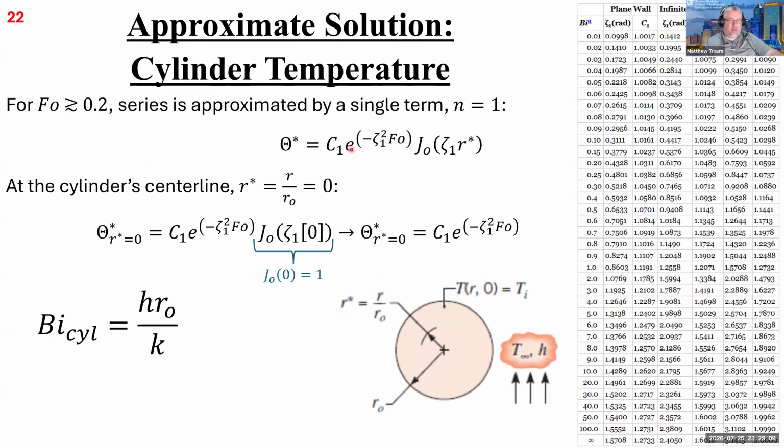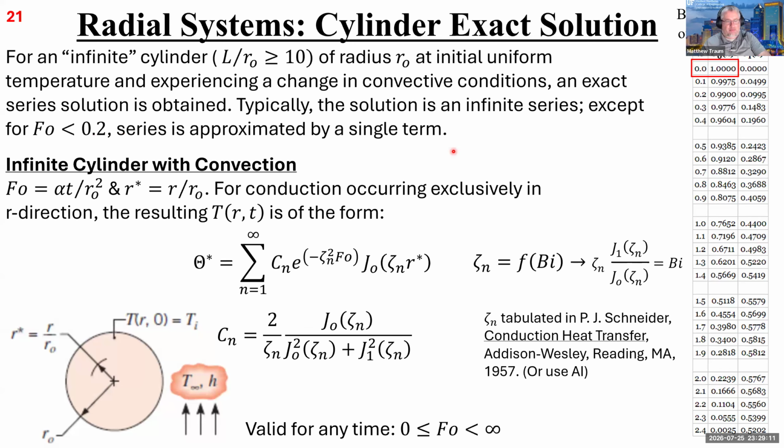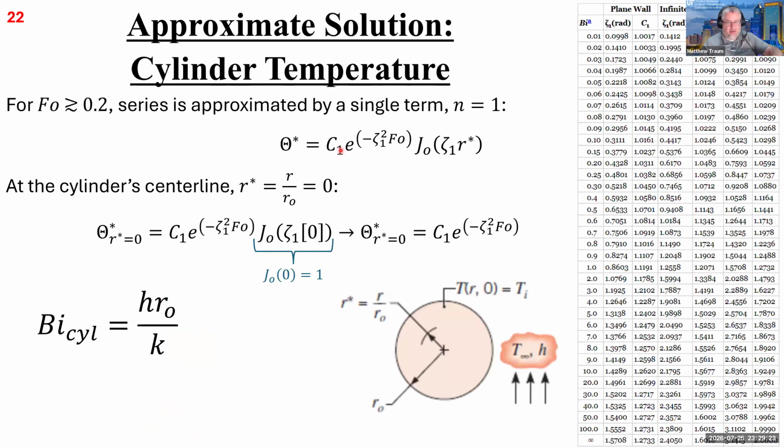Here's that same expression for theta. Where does it come from? It comes from the infinite series, except we're no longer taking a sum from n equals 1 to infinity. We are just taking that first term. So C1, zeta 1, just the first term. And for Fourier number bigger than 0.2, the first term is much, much bigger than all the other higher order terms. And so it dominates them, and we don't need to worry about those other terms.